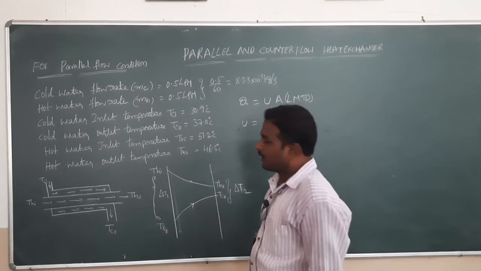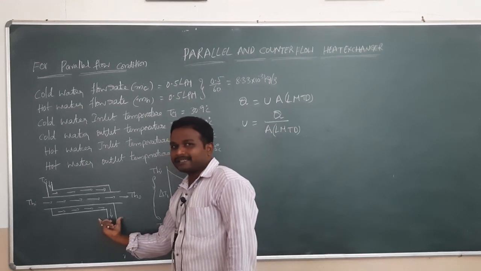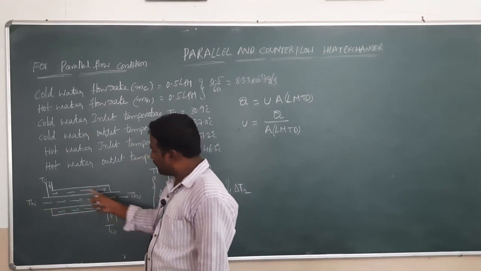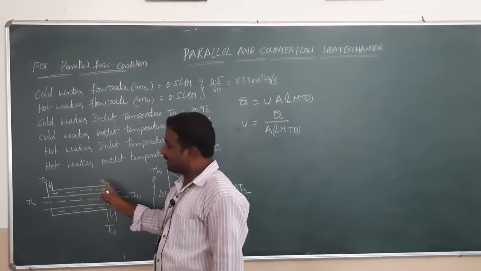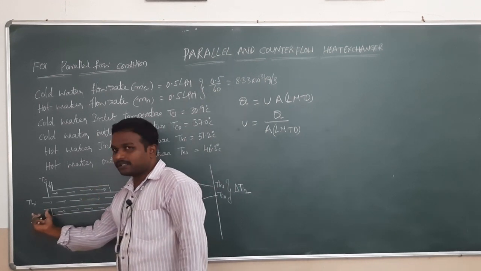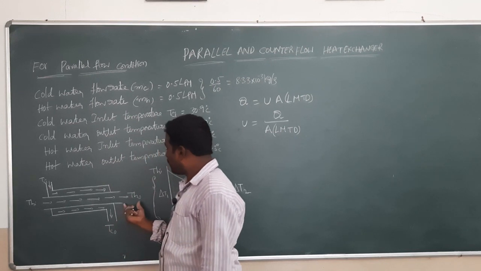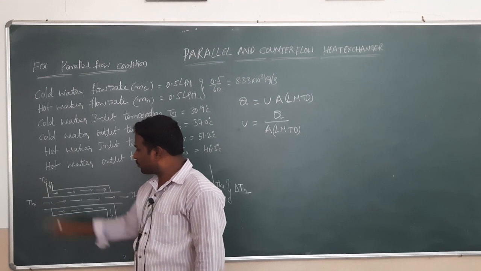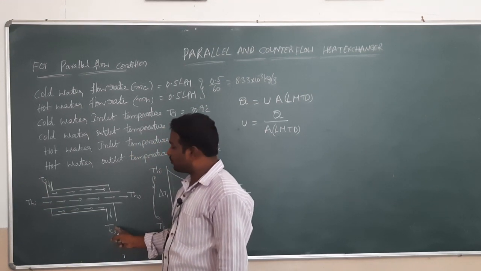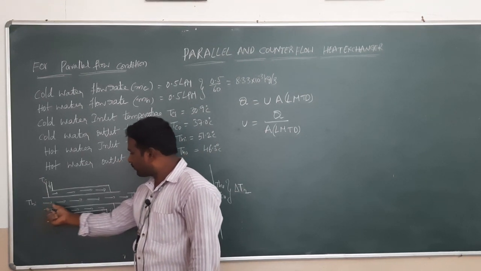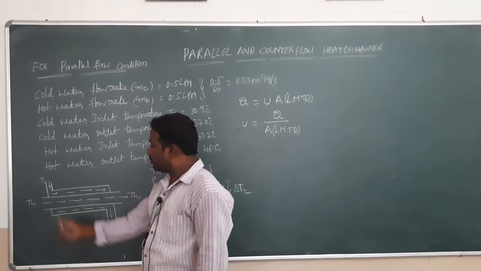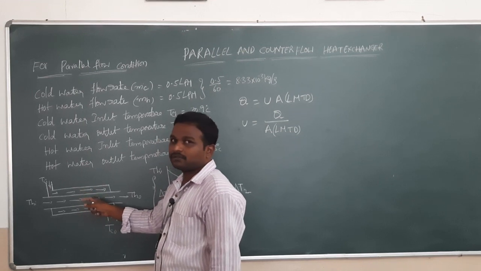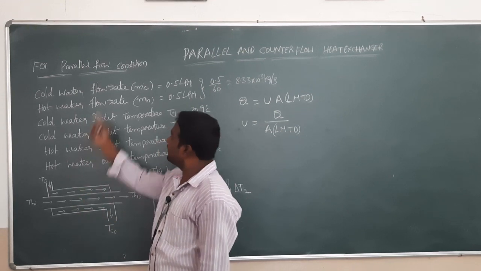These are the tabulated values, and this is the heat exchanger setup. This one is the inner tube, that is the copper tube, and this one is the outer tube, that is the stainless tube. This is the inlet of the copper tube and the outlet of the copper tube. This is the inlet of the stainless tube, and this is the outlet of the stainless tube. Observe here, the hot fluid is flowing in this direction and the cold fluid is also flowing in this direction only. Both fluids are traveling in the same direction. So, the setup is in parallel flow condition.